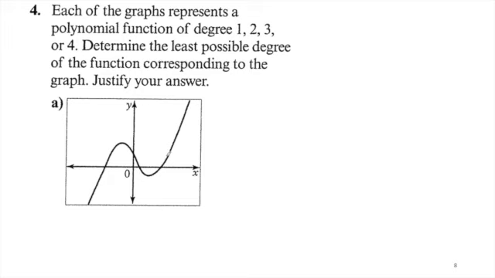Okay, so if we have a degree 1, what would a degree 1 look like? It would be a line. Is this a line? No. Okay, what if we had a degree 2? That would be a quadratic. Do we have a quadratic? Do we have a parabola? Nope. So it can't be a degree of 2. Okay, so those are pretty easy to eliminate. Now let's look at degree 3 or 4.